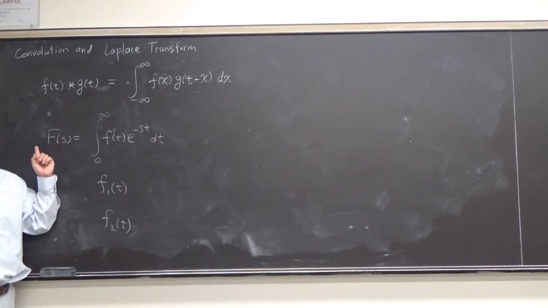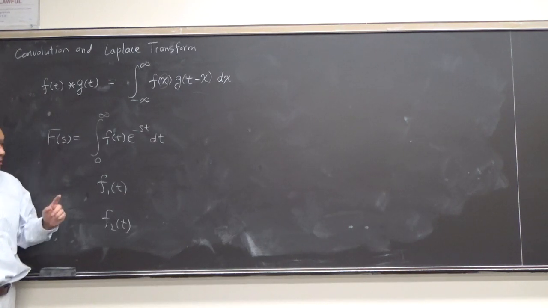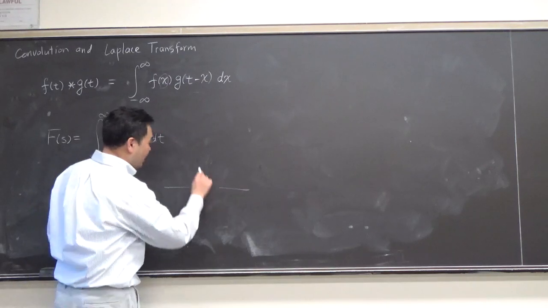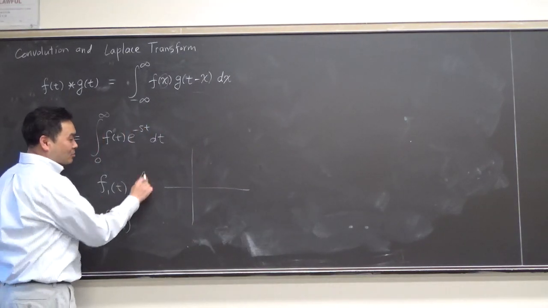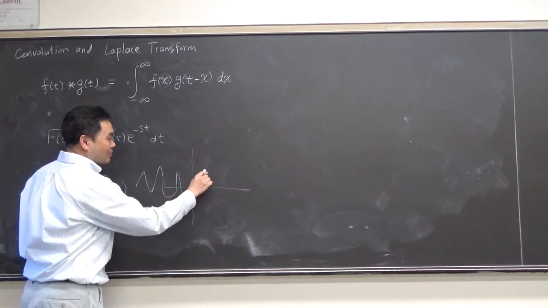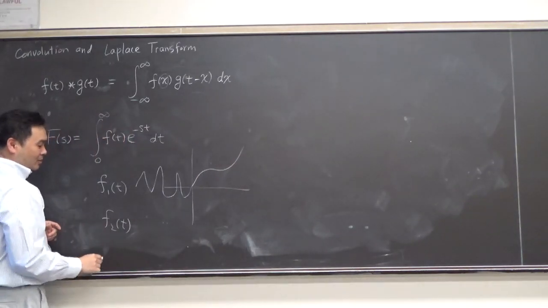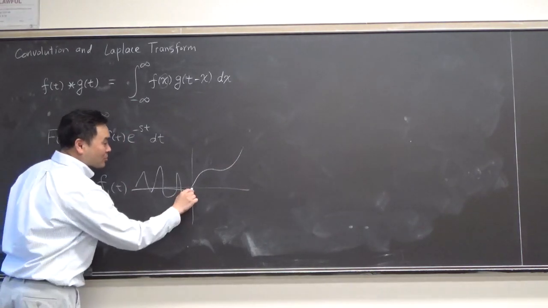Do you agree? Can you say that again? Let's say f1 of t is something crazy on the negative side, like that, okay? And f2 of t is like 0 there, but then the same on the positive side.